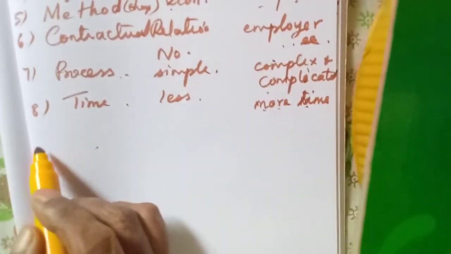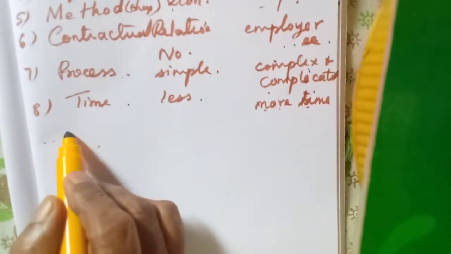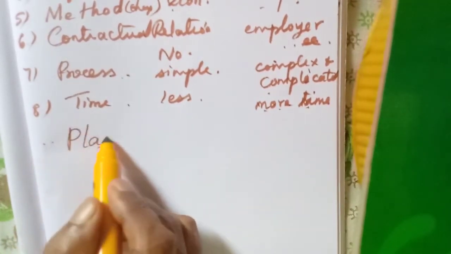You might have understood the differences. Now we have completed selection. The next one is placement.